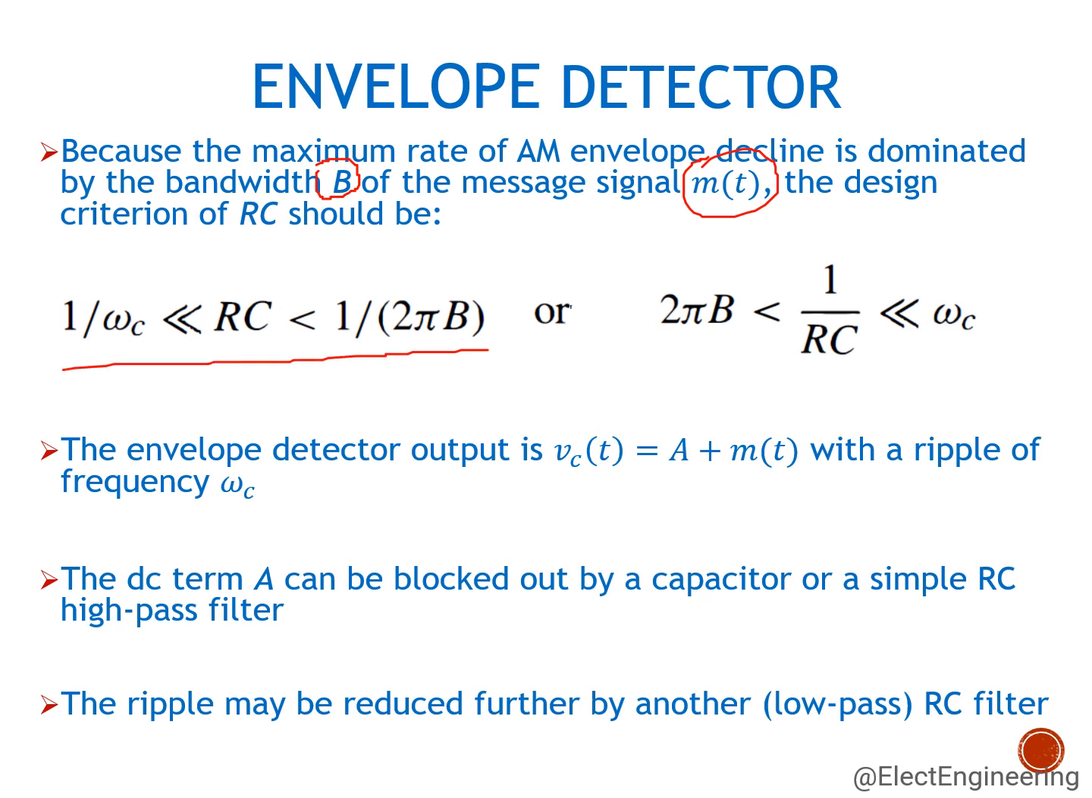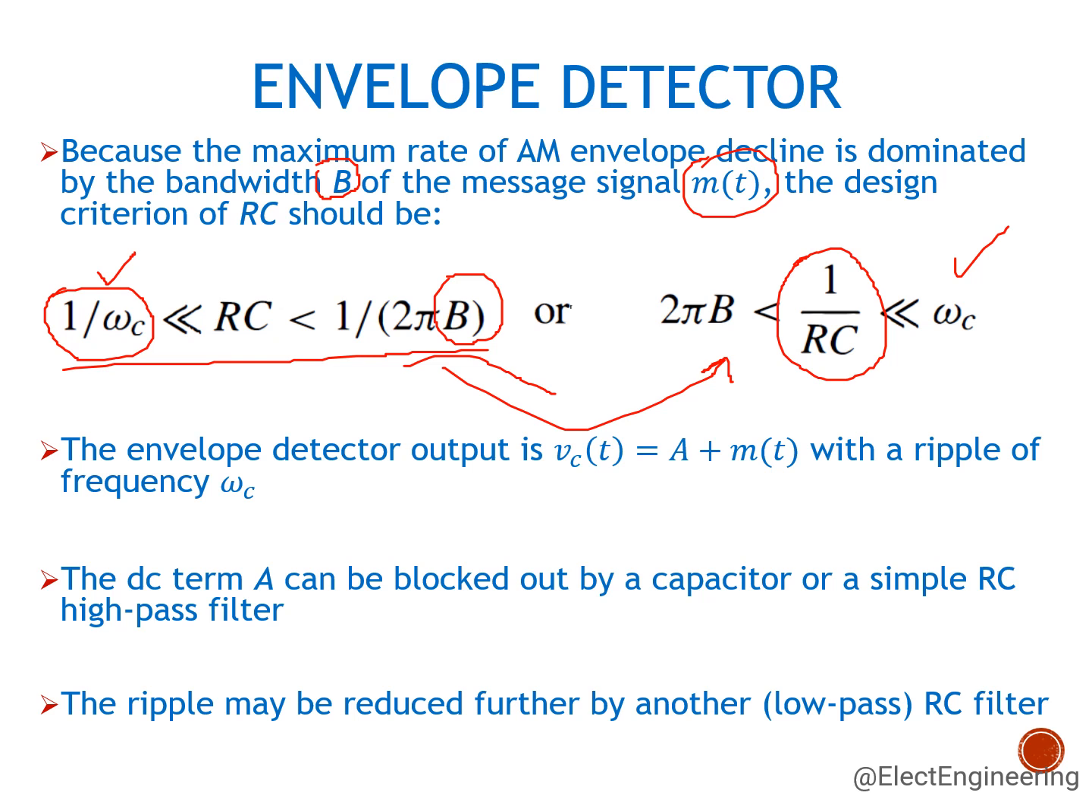It should be greater than 1 over omega c, so that the variations in the carrier are ignored, but it should be less than 1 over 2 pi b, so that the slow variation of the envelope is not ignored, because we want to follow the envelope. So in other words, rearranging this expression gives us this value. So we now know what the values of R and C should be to satisfy this expression. As you can see, it depends upon the carrier frequency as well as the bandwidth of the signal.